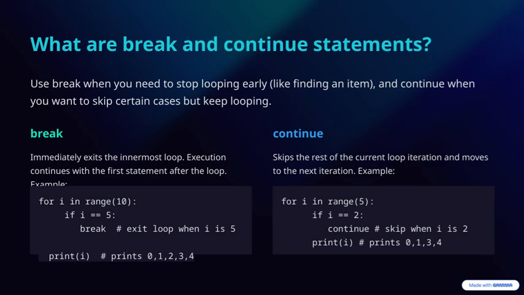This means that when i is 2, the rest of that loop iteration is skipped, and the loop moves on to the next value of i as a result. The numbers 0, 1, 3, and 4 are printed, but 2 is skipped.